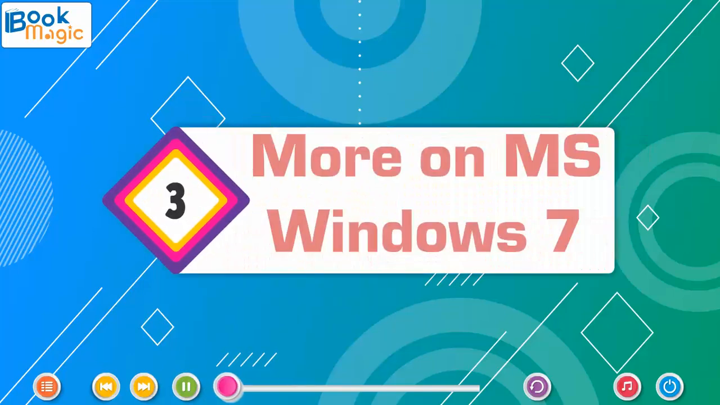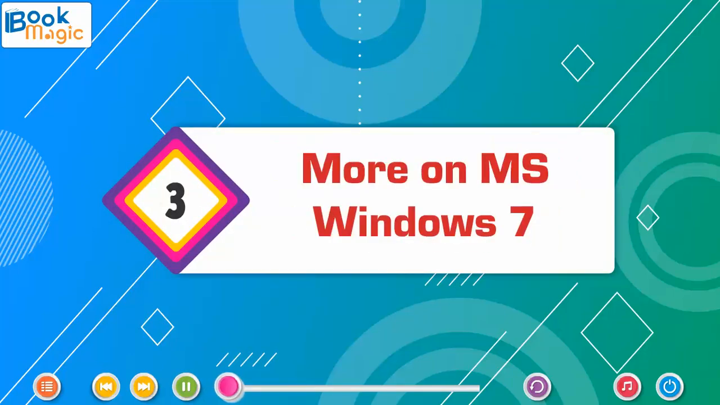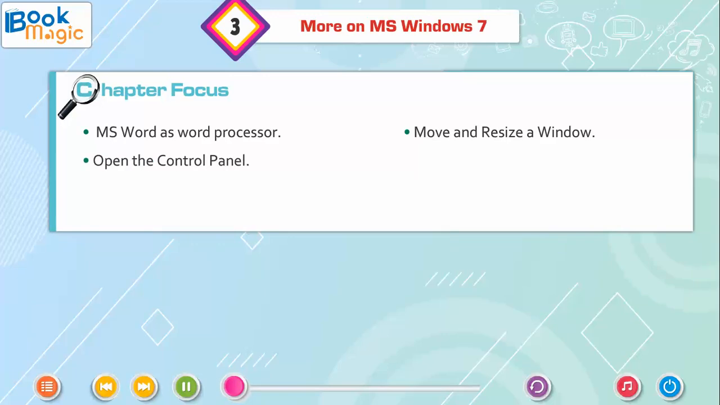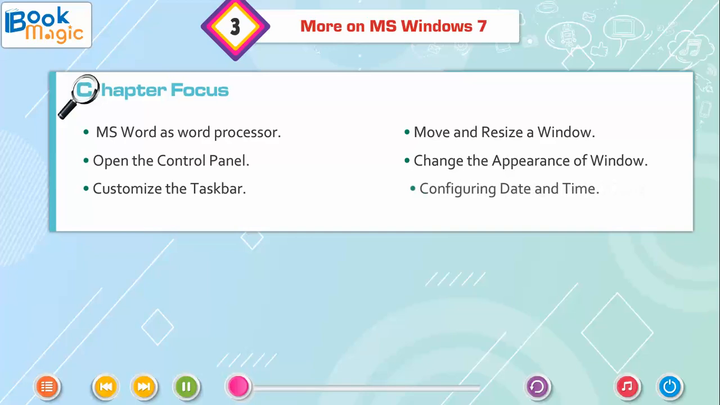Chapter 3. More on MS Windows 7. Chapter Focus. Components of a window. Move and resize a window. Open the control panel. Change the appearance of window. Customize the taskbar. Configuring date and time.